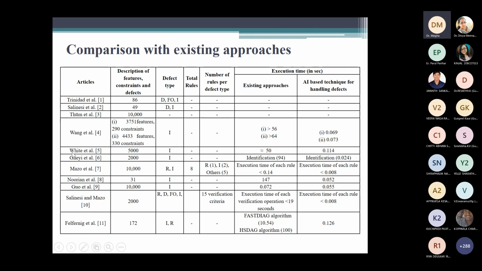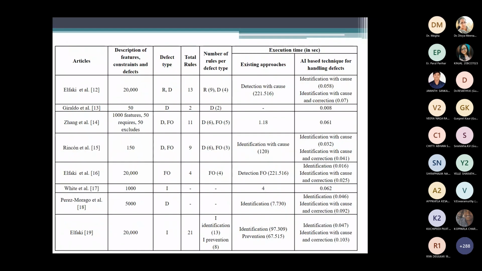So for example, here in White et al., they have considered the model with 5000 features, but they have only identified inconsistency defect. And the time taken by their approach was 50 seconds. And in the same scenario, the AI-based technique, which has been discussed just now, took 0.114 seconds to identify the same set of inconsistency defects. Now here we can see that this technique has been compared with the rest of the works.